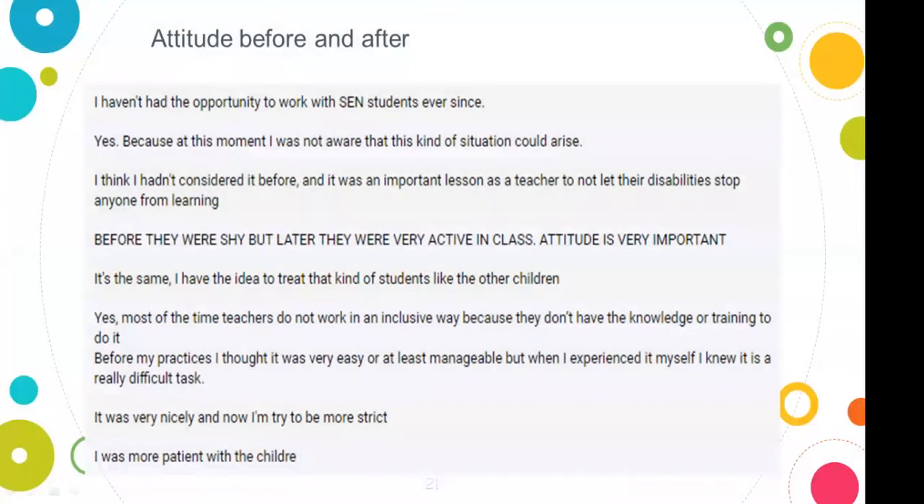Something that we would like to identify in this research was the attitude of the student teachers before and after working with these SEN students. And we asked, what was your attitude? And they said, I haven't had the opportunity to work with SEN students ever since. Yes, because at this moment I was not aware that this kind of situation could arise. I think I hadn't considered it before, and it was an important lesson as a teacher to not let their disability stop anyone from learning. Before they were shy, but later they were very active in class.